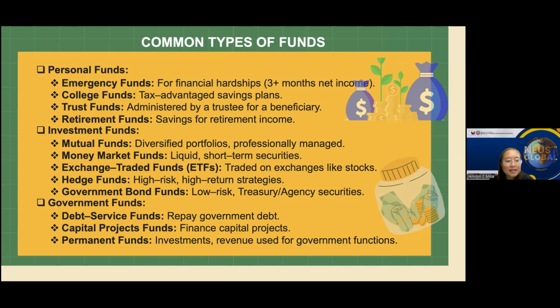Government funds like the debt service fund are used to repay government debt. Capital projects fund is used for infrastructure projects like roads, highways, and buildings. Permanent fund investments generate revenue for government functions but the principal cannot be spent. All of these common types of funds help individuals, investors, and government manage money effectively for specific financial goals.